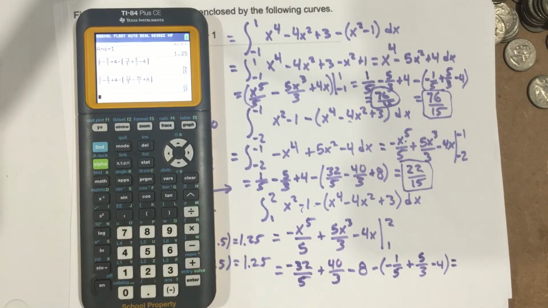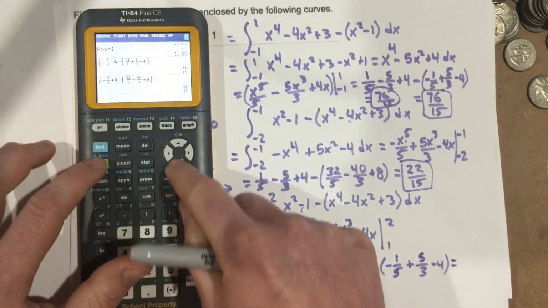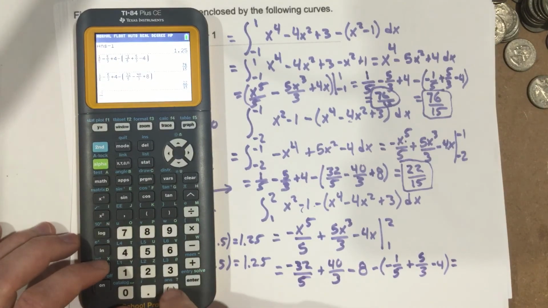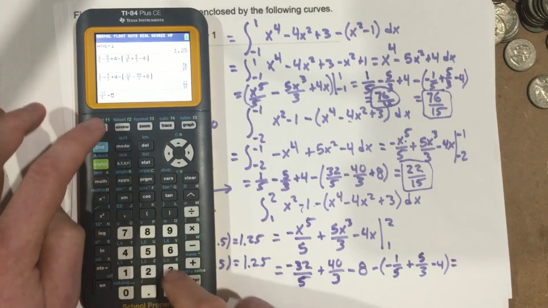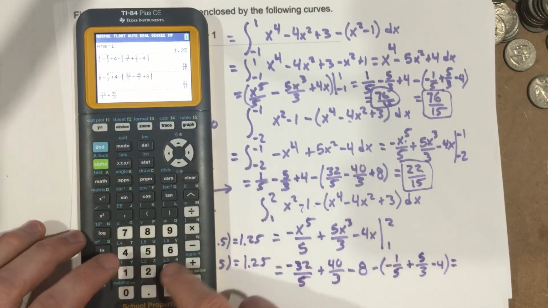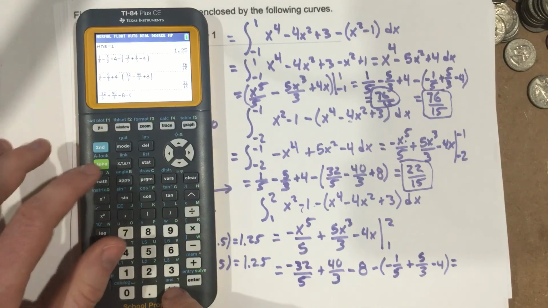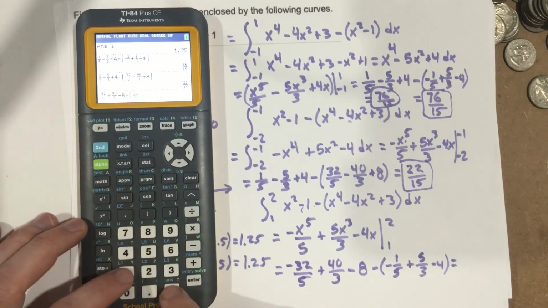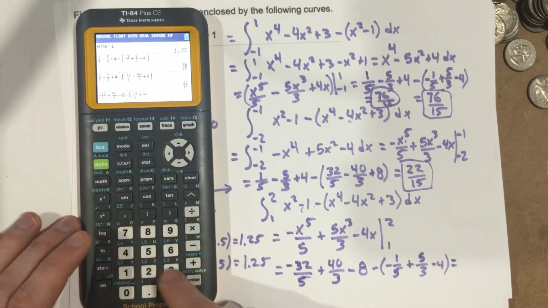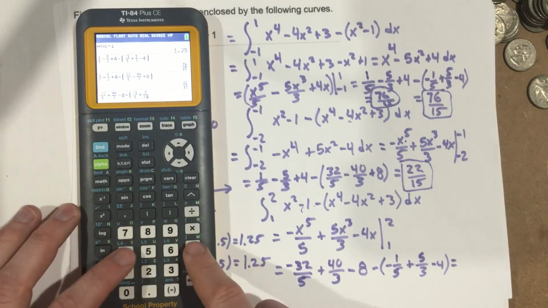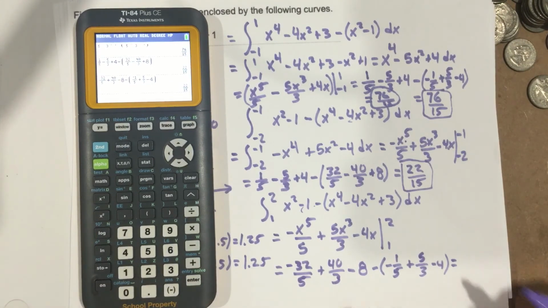If I plug all that in the calculator, I get negative 32 over 5 plus 40 over 3 minus 8 minus negative 1 over 5 plus 5/3 minus 4. That's 22 over 15. Now this should make sense.